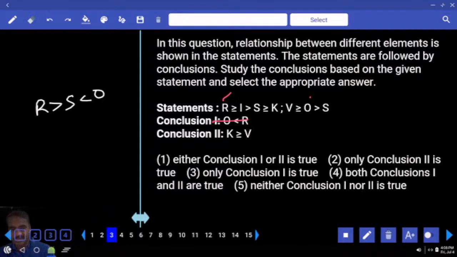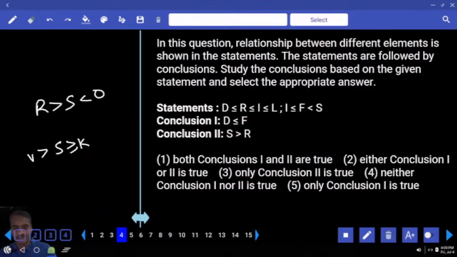Next one, K and V. K is here, V is here. Now S greater than or equals to K. And next one, K to V, S to V: V greater than S. Now V greater than S and this one. What is your answer? Neither one, nor two. Opposite symbol, neither. Choice 5, question number 3.